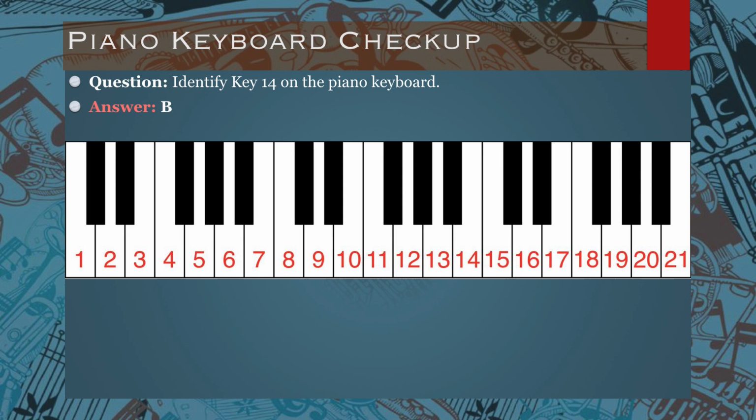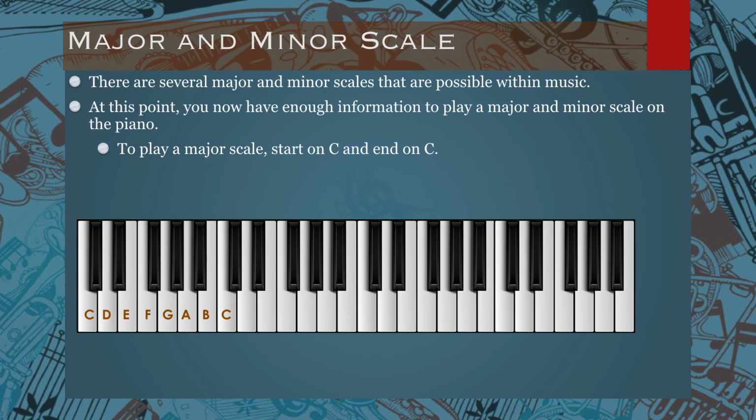So now, one final concept in this unit, so that you understand the basic premise behind major and minor scales. So there are several different major and minor scales that are possible within music. Major scales alone have 15 different types of scales. Minor scales, there's quite a few more. But at this point, you have enough information to play a major and minor scale on the piano if you want. To play a major scale, simply start on the note C and end on the note C. That will create a major scale. If you want to play a minor scale, start on the note A and end on the note A. That will create your minor scale.